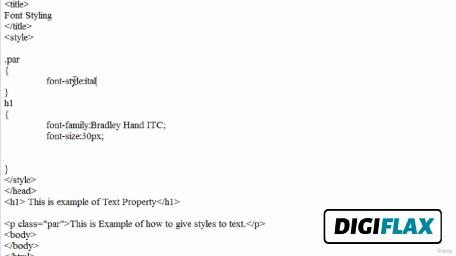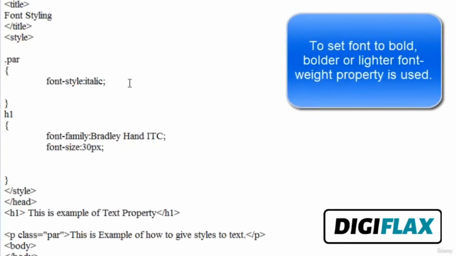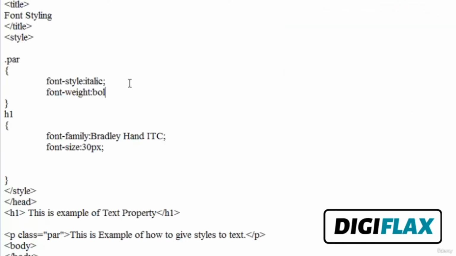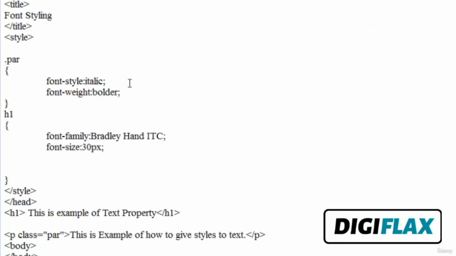So I want to give italic style. We can also give font weight. So in paragraph I want to give font weight to bolder. So to give bolder, write font-weight and write bolder. Here we can also pass values to font-weight from 100 to 900, and we can pass bold, bolder, lighter, these three values, and values from 100 to 900.